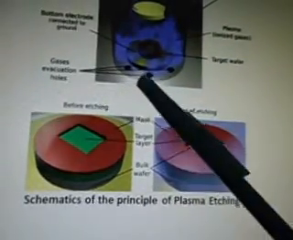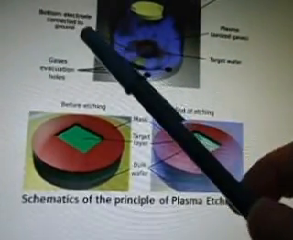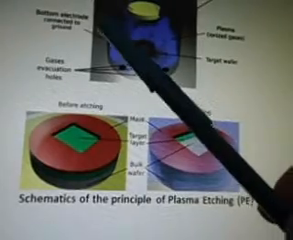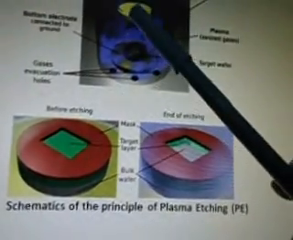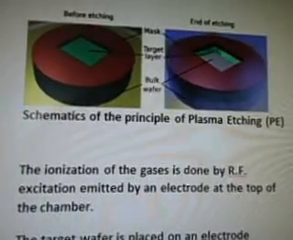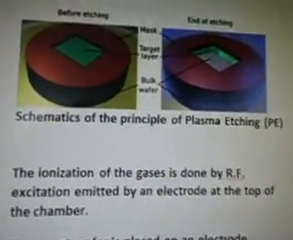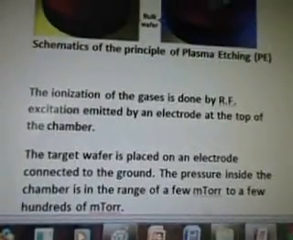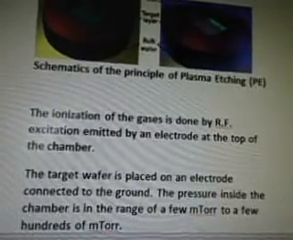Your gases evacuation holes. Then you have your bottom electrode connected to ground, and then top electrode connected to an RF source. So before etching, there's a mask, a target layer, and a bulk wafer. End of etching, that's what it looks like. So schematics of the principle of plasma etching.